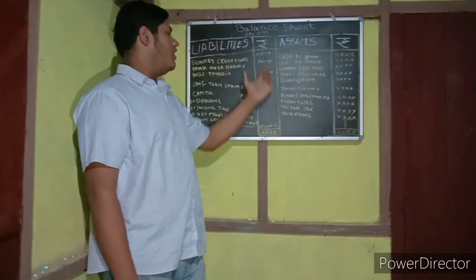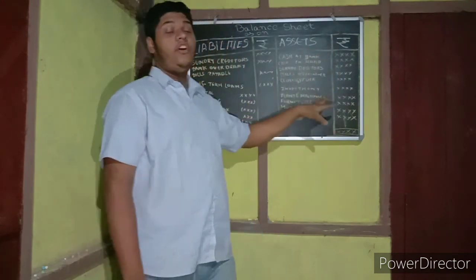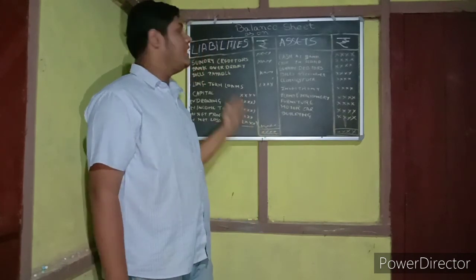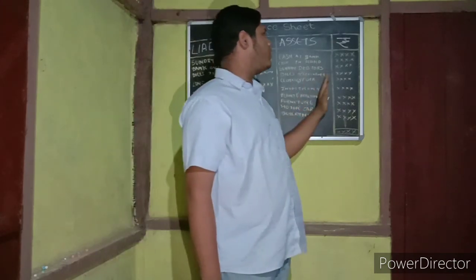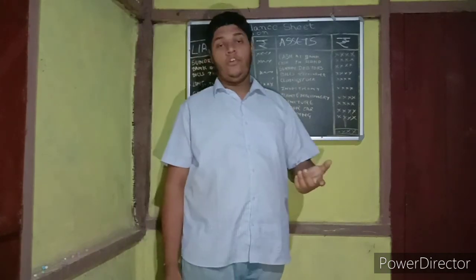After adding all the amounts of liability and asset, they should be equal. This is not like the profit and loss account and trading account where you will balance the amount. The liability side and the asset side of the company should be equal. Okay, and if it is not equal, then you have done something wrong.